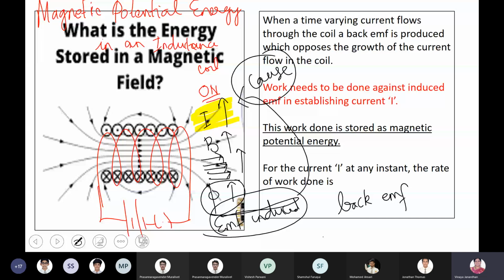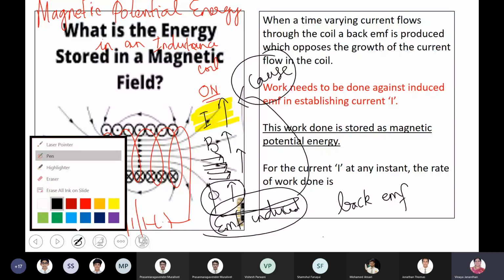So if you want the current to increase and reach a steady state, you have to do work against the induced EMF. Are you clear, boys? Whatever work you do against this induced EMF in maintaining a current in the coil will be stored as energy in the coil. Such energy is potential in nature, and we term it magnetic potential energy.